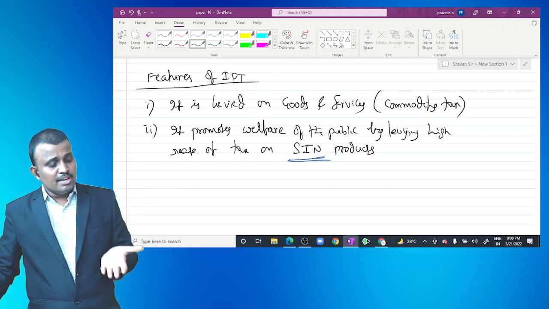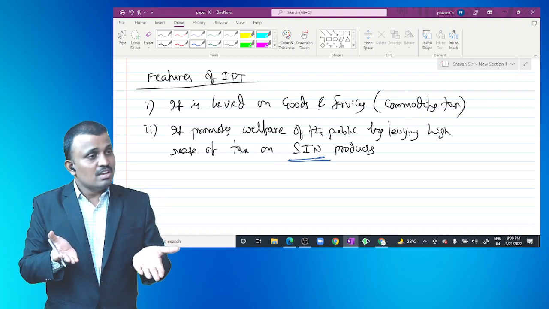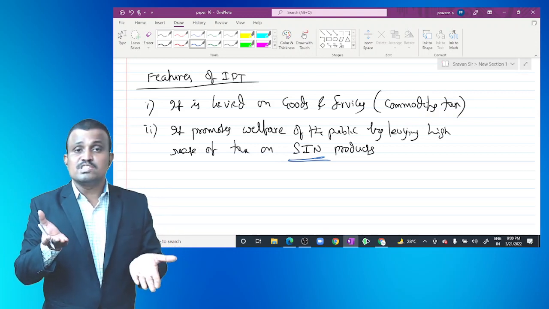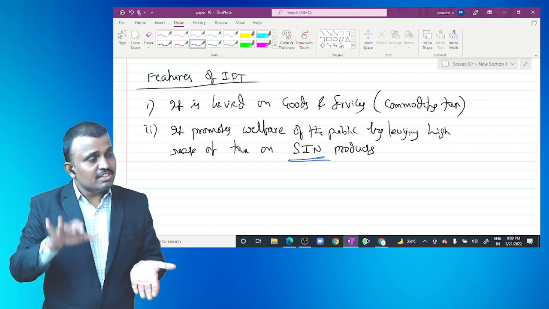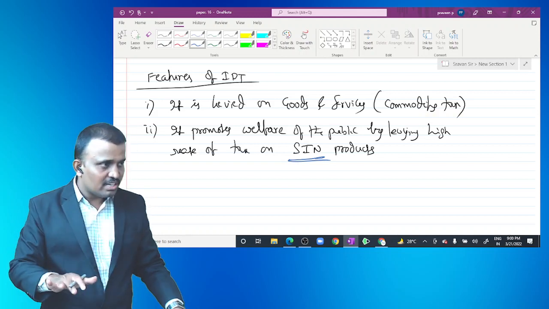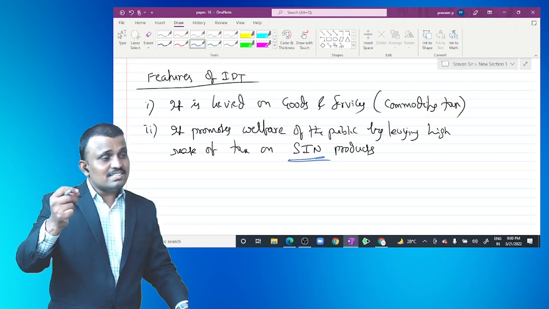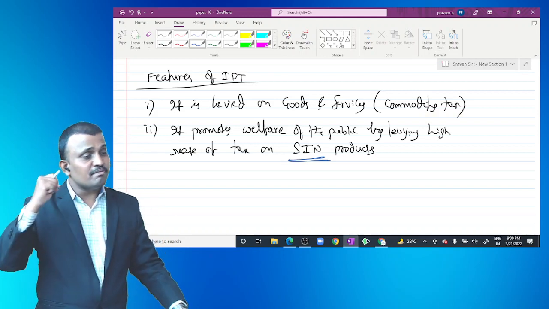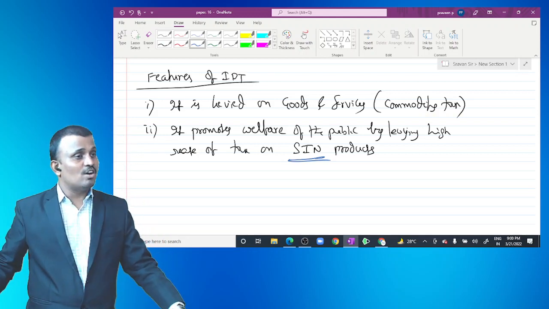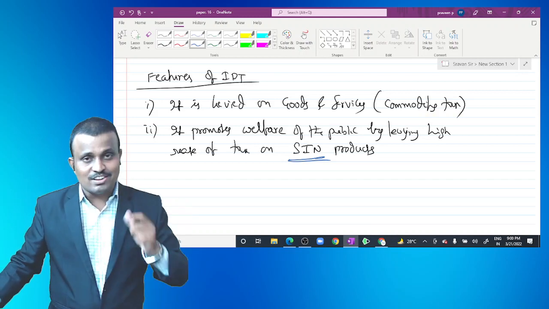Just imagine if the rates of taxes are increased, then prices are increased. If the price is increased, then demand for the product is decreased. If the demand decreases, then consumption is decreased. If the consumption decreases, the health of human beings is improved. So that is the basic thing: how the welfare of the public is promoted by the government, by levying high rate of taxes on the same product.